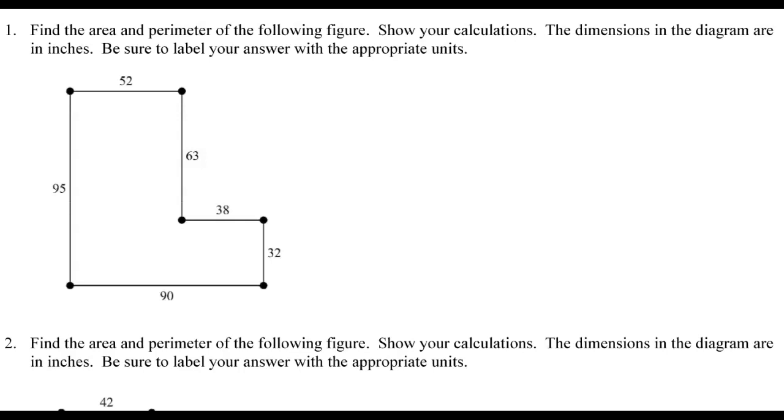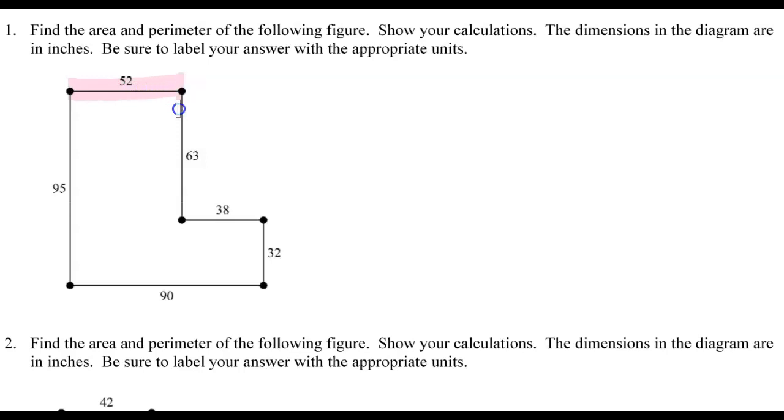Hello geometry students. Today's learning target is to find the area and perimeter of composite figures like the one shown. So a composite figure is simply a figure that is comprised of two different figures. Maybe you see two rectangles in this picture. Let's do the perimeter first. The perimeter is the distance around.